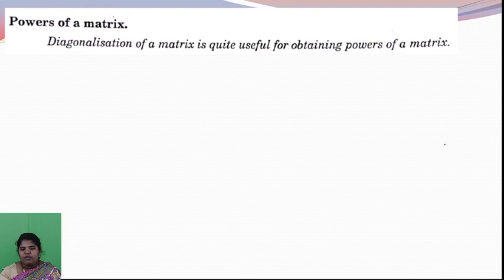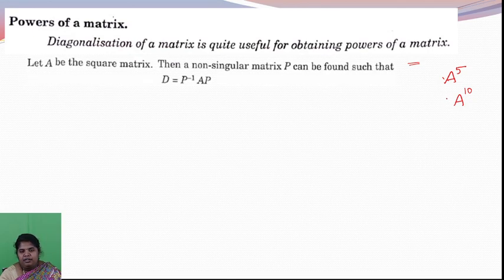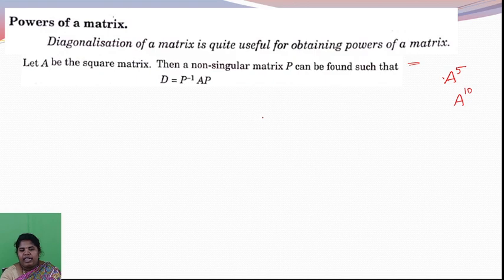Now powers of a matrix. This diagonalization of a matrix is very useful for obtaining powers of a matrix. If we want to find A power 5 or A power 10, then the diagonalization process is very useful for finding the powers of the given matrix. Now let A be a square matrix, then we find a matrix P called the modal matrix such that P inverse AP is a diagonal matrix.